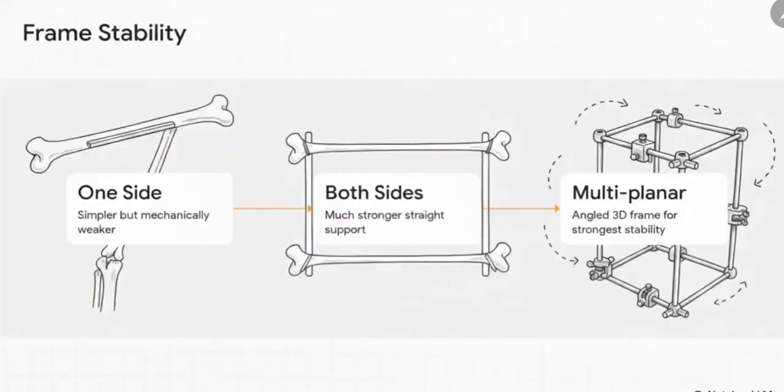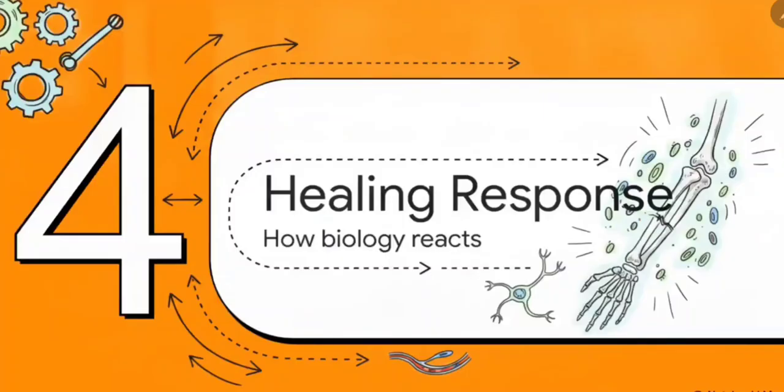And the real beauty of the external frame is how customizable it is. Basically, more structure equals more stability. A frame on just one side is simpler to apply, but mechanically weaker. Add a frame to both sides, and it gets much stronger. But if you really need absolute lockdown, you build an angled, multi-planar frame in 3 dimensions to get the highest possible level of stability.